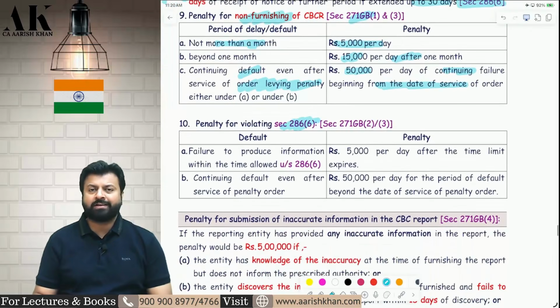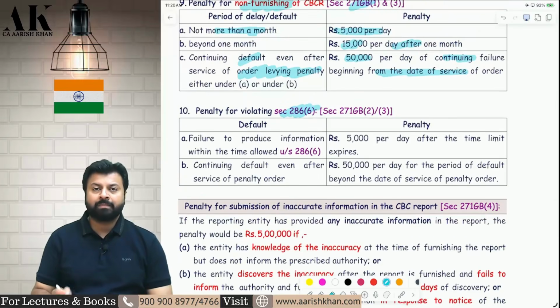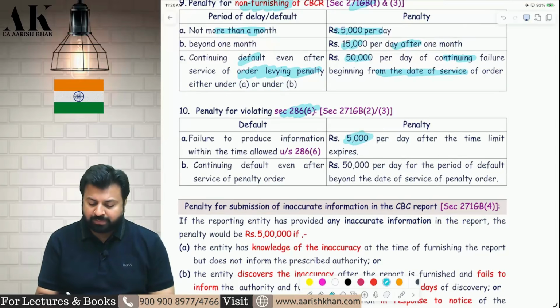You are not giving the information in 30 days. You may ask for an extension. You are not giving the information in the extension also. Then the joint director will impose a penalty of 5,000 rupees per day after the time limit is expired.